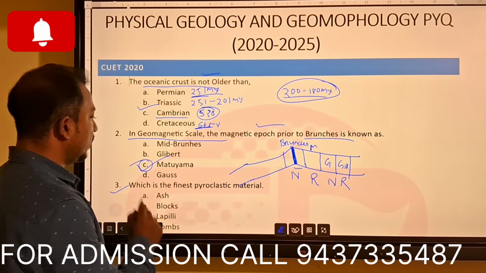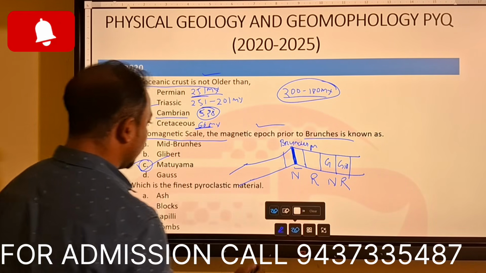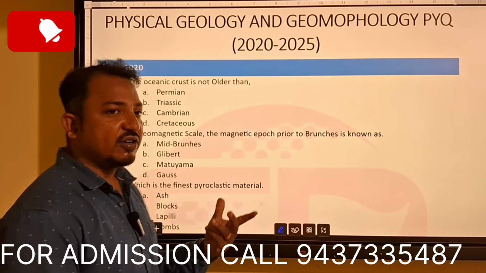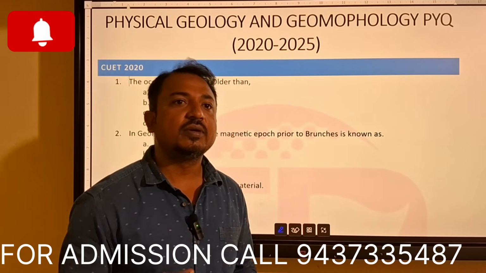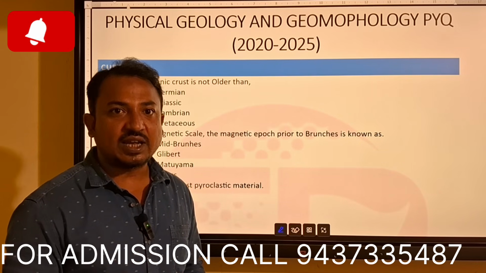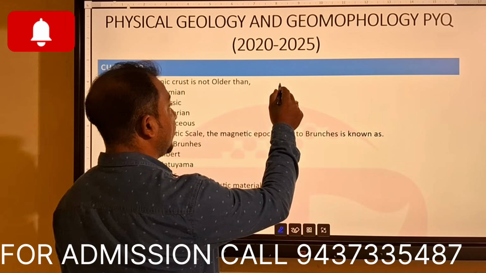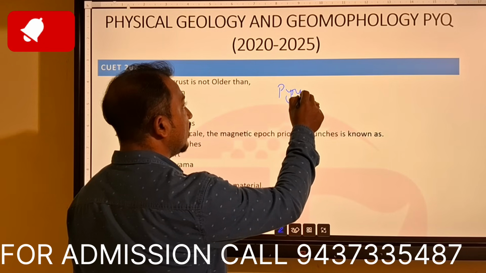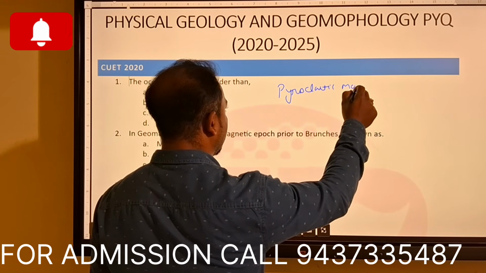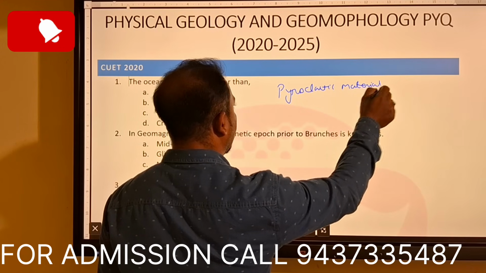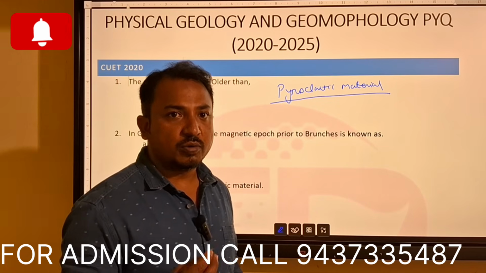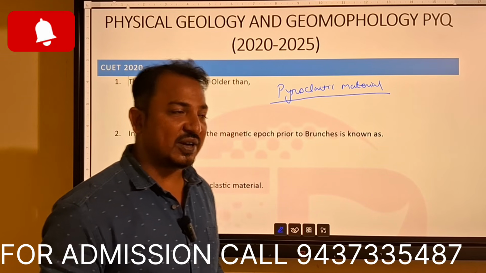So let's come to another question, that is from Volcano. This is the finest pyroclastic material. So what is a pyroclastic material? Pyroclastic material is the solid product that forms during a volcanic event. Solid products are called pyroclastic material, and liquid products are called lava. All the solid products during volcanism are called pyroclastic material.